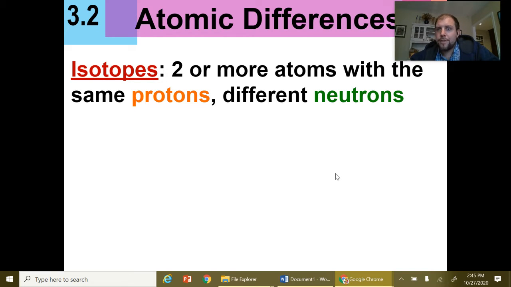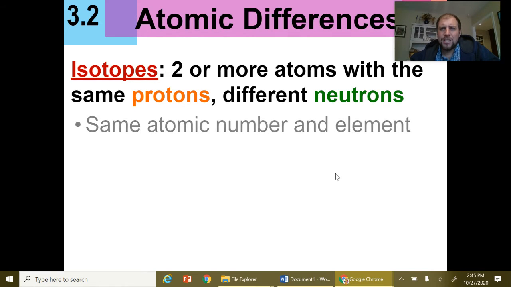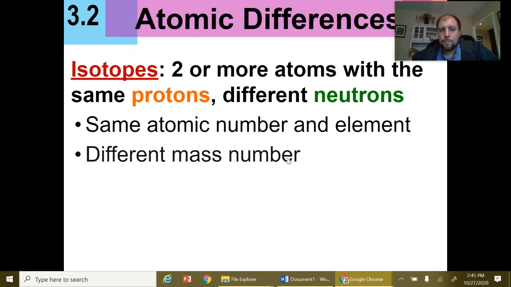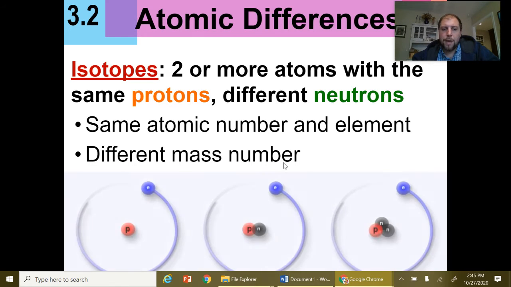Now, the other way I mentioned that atoms can differ is if they have a different number of neutrons. These are called isotopes. Isotopes are two atoms that have the same protons, so they're the same element, but their number of neutrons is different. So they'll be the same element, but they will have a different mass number.